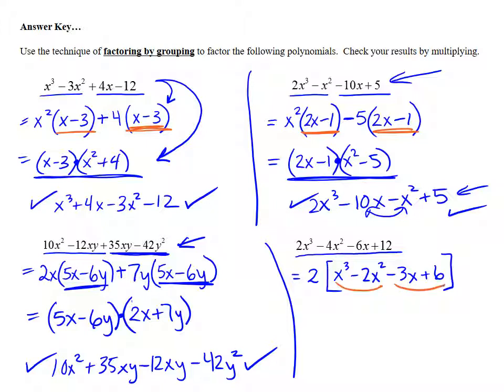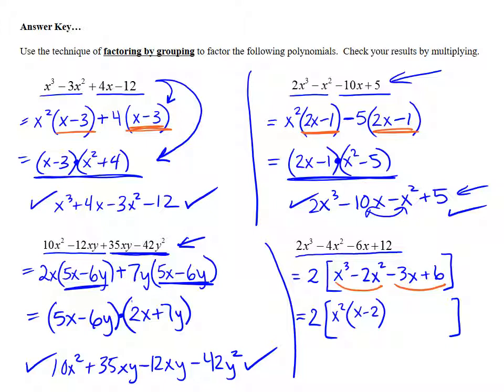Now our two groups are going to be inside our brackets here. The 2 is just going to stay all the way outside, and kind of not be touched, just stay on the outside. So we have x squared common for the first group. We take it out, we get x minus 2.